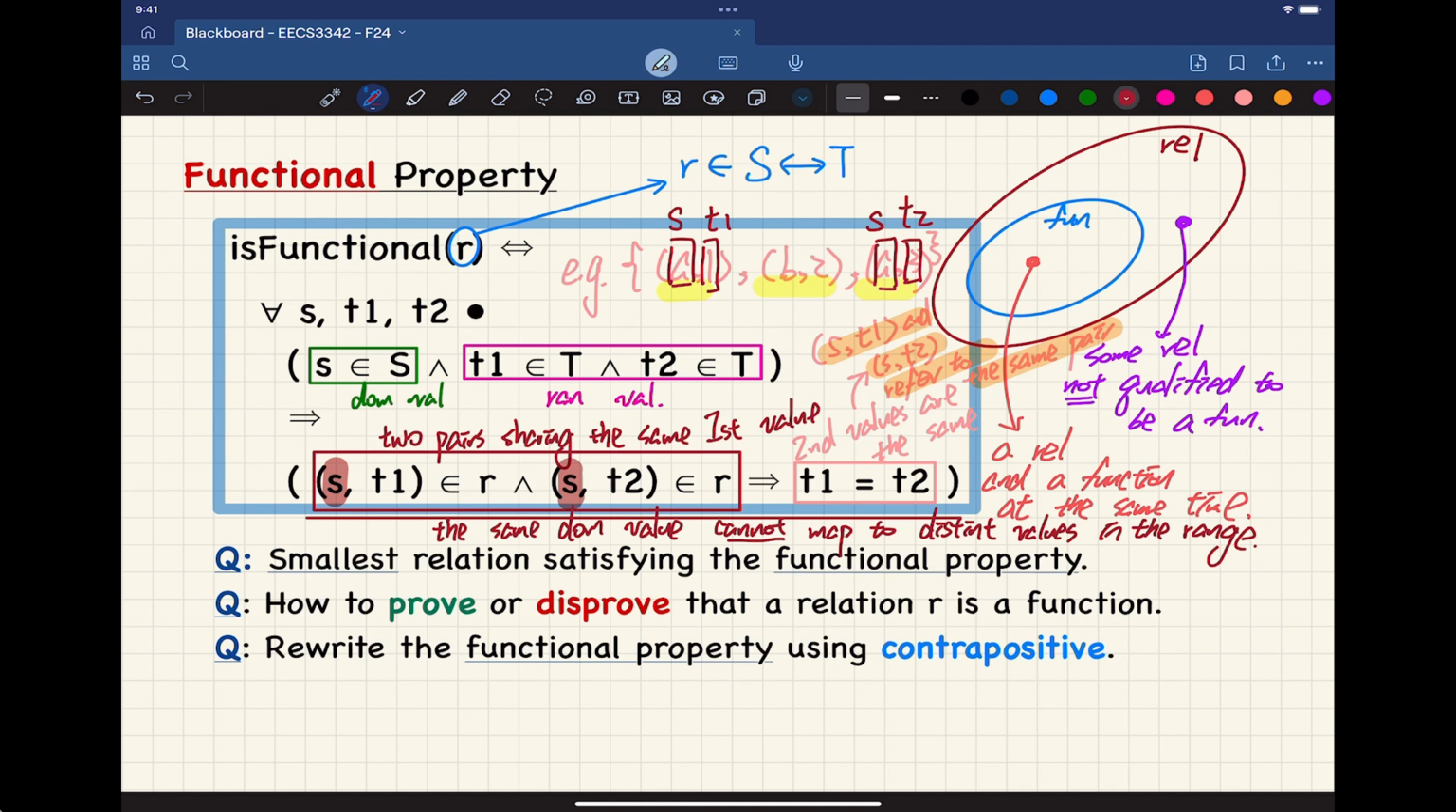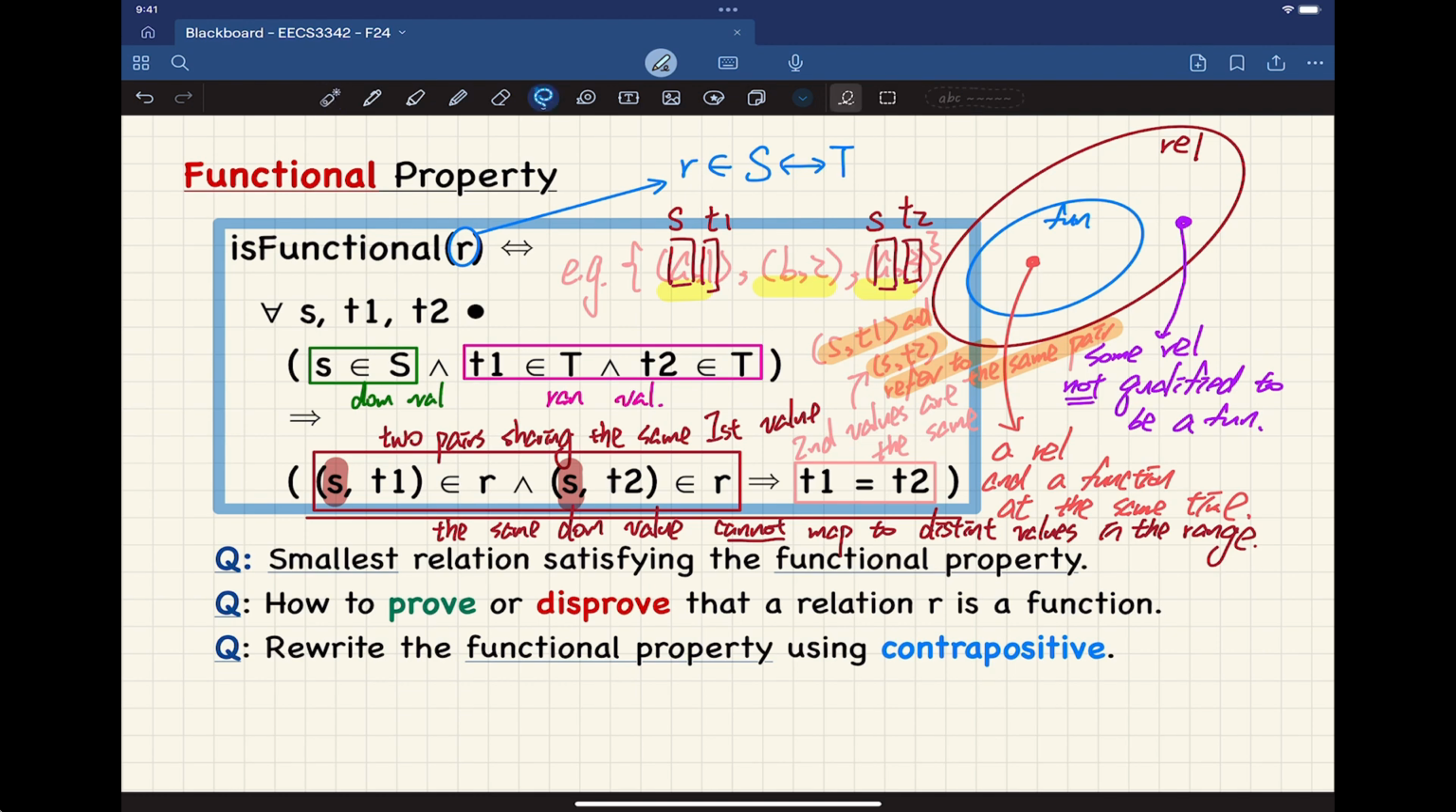All right? So what we have said so far is you want to really read through this formal definition for functional property. In order for the functional property to be violated, one way to do it is you choose the ST1 and T2, like what I did. These two pairs, apparently they are in the relation, and they share the same first value, which is A. However, the second values over here are distinct, meaning that the same domain value is mapping to distinct range values. That's not a function. It's only a relation. All right, that's something I have just said.